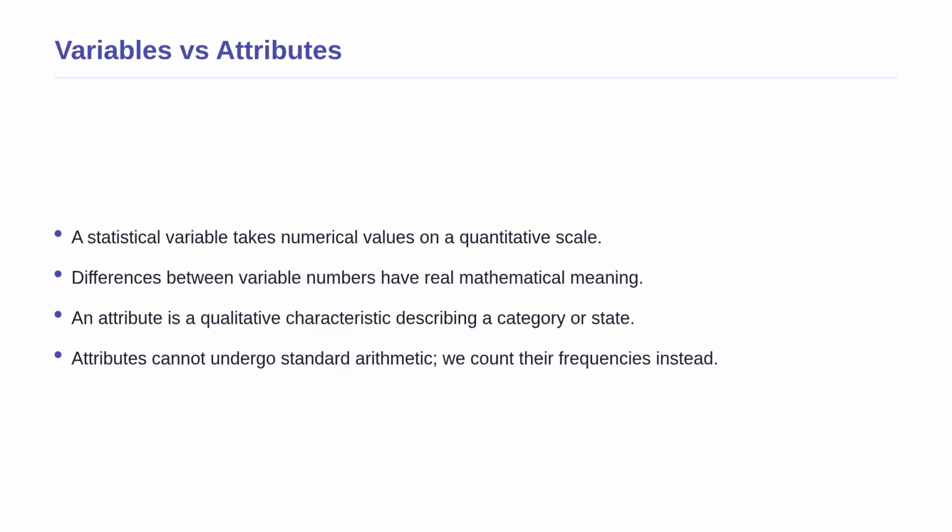Now that we have introduced the topic, let us look at what variables and attributes actually are. Why does this distinction matter? Because feeding the wrong data type into an equation will give you meaningless results. A statistical variable is something you can measure, like age, height, or temperature. The numbers have real mathematical meaning. An attribute, on the other hand, is a qualitative label, like gender or hair color. You cannot add or divide hair colors. Instead, when dealing with attributes, we simply count how many items fall into each specific category, which we call frequencies.